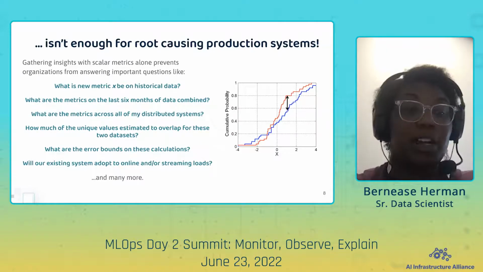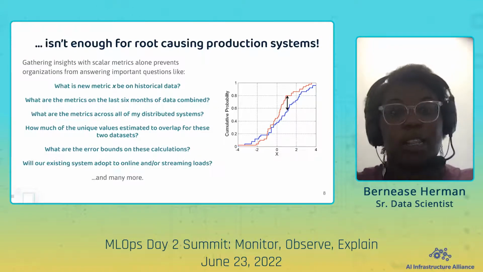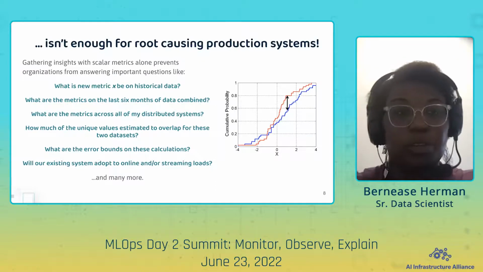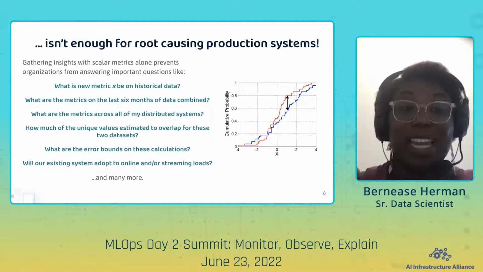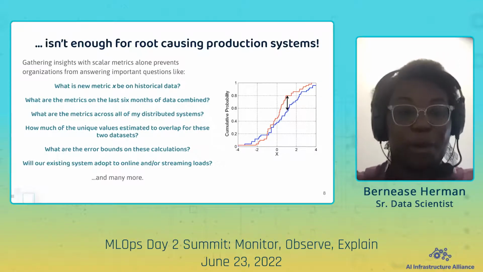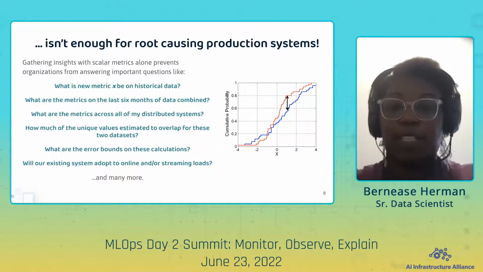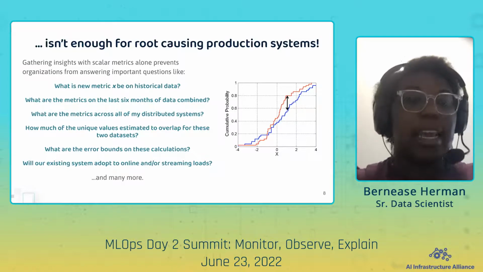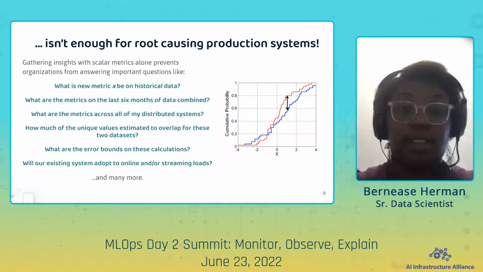And then finally, will our existing system adapt to online and streaming loads? So there are many cases for production models where you're either doing this work online, which means I am taking in data likely in a streaming form, and at any time I can give information or a prediction from my model, or you're doing it streaming where you're taking in the data and not necessarily giving the predictions at any instance. But either way, these are very popular and growing use cases. And so making sure that your approach matches this is very important.